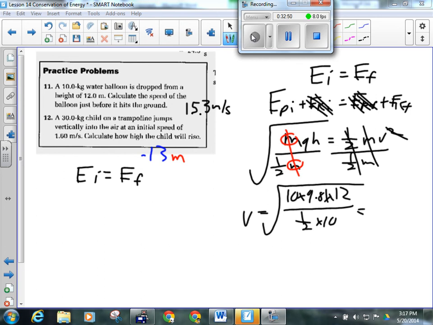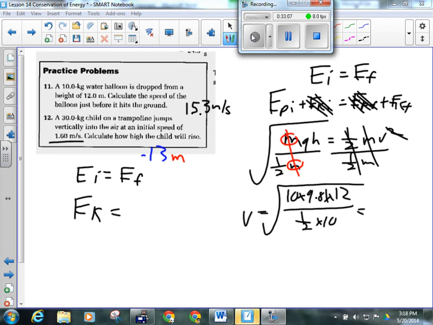No potential because it's on the trampoline and the trampoline is on the ground. Okay? So there's no potential, but they have an initial speed of 1.6 meters per second. So they have kinetic energy at the beginning. Okay? Calculate how high the child will rise.